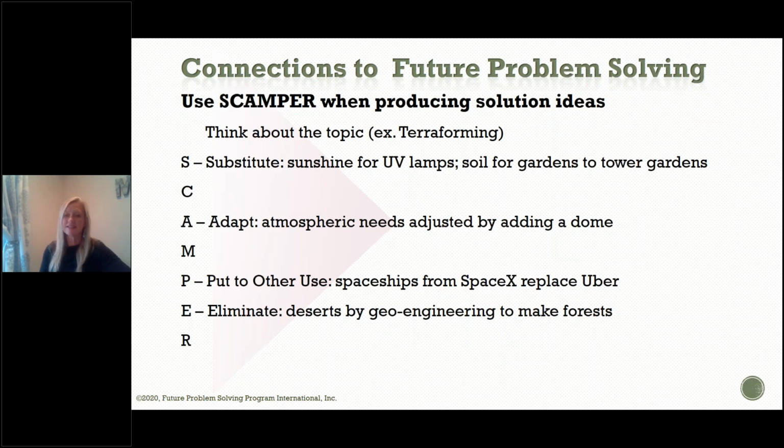I might send it to my teammates and ask them to come up with ideas, but this could really enhance our problem solving process by one way to think of different solution ideas. I hope this lesson on Scamper will help you not only within solving problems for future problem solving, but also anytime you're asked to generate ideas.